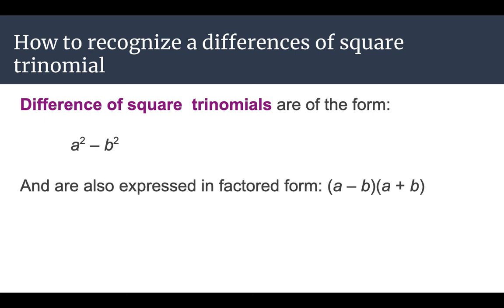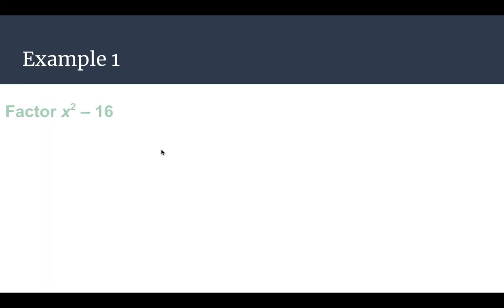And if we put them in factored form, that's going to be the square root of your first term minus the square root of your second term, times the square root of the first term plus the square root of the second term. So let's take a look at some examples.